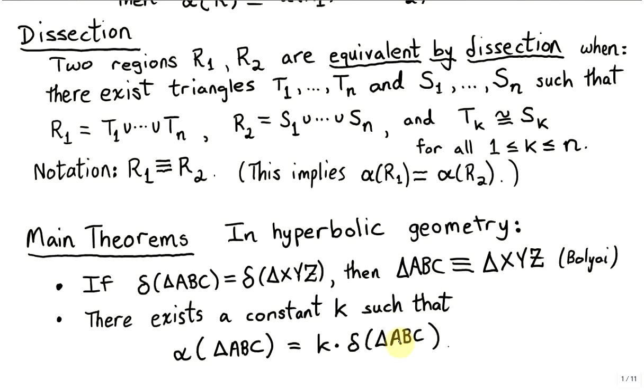Next, we'll state the two theorems which we're going to prove in this lecture. In hyperbolic geometry, first, if you have two triangles which have the same angle deficit, then those two triangles are equivalent by dissection. And in particular, if they have the same angle deficit, then they'll have the same area. This was a theorem proved by Bolyai. The other theorem we'll prove is that there exists a constant k such that there's a great relationship between the area of a triangle and the angle deficit of the triangle. In particular, the angle deficit is proportional to the area of the triangle.